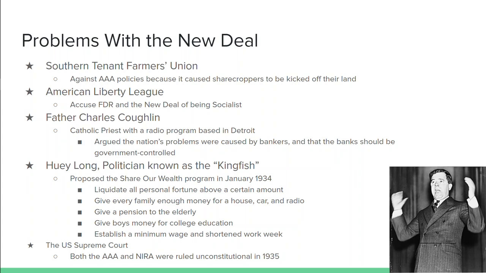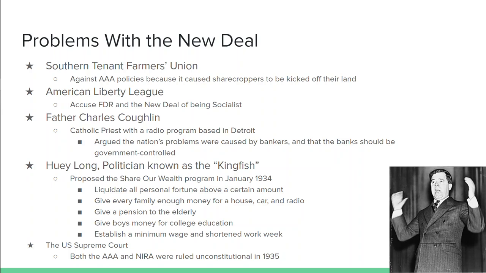Coughlin is going to turn against FDR, and he's going to tell his listeners, hey, look, capitalism is dying. We need to build a new system based on social justice, but he doesn't really say what his idea of social justice is. He's going to argue that the nation's problems were caused by bankers and that the banks should be controlled by the national government. And as time goes on, Father Charles Coughlin is going to become more and more anti-Semitic, until by mid-1935 or so, he's censured, meaning he's called out and reprimanded for his political activities by the Catholic Church.